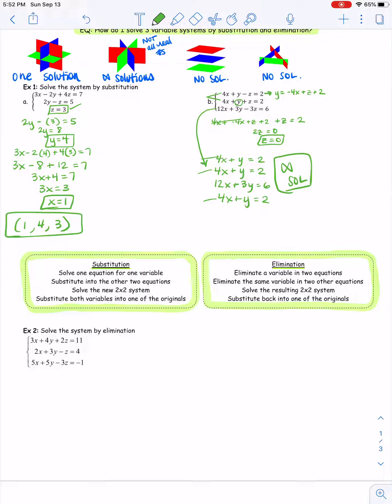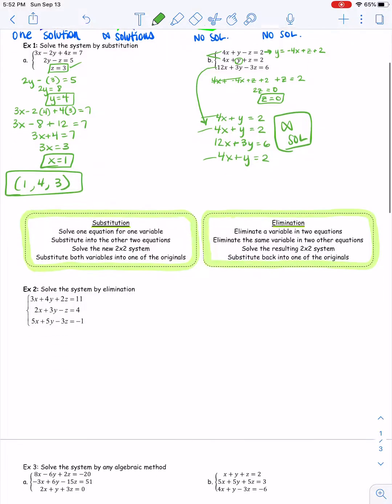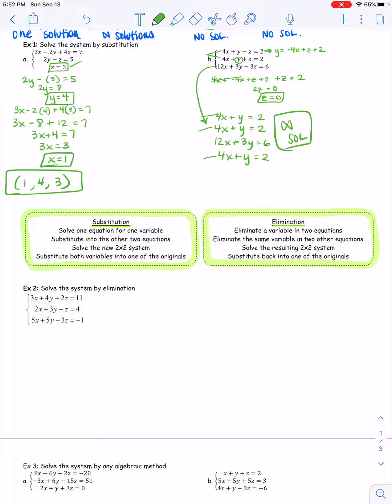It says solve one equation for one variable, substitute it into the other two equations. Now you have a 2 by 2, solve that 2 by 2, substitute both variables into one of the originals, and then boom, you get your 3 variables. Okay, so now I'm going to force you to use elimination. Elimination, remember we're going to eliminate a variable in 2 of the equations. This is something different because we have 3 variables. Notice here it says eliminate a variable in 2 equations, and then eliminate the same variable in 2 other equations, then solve the resulting 2 by 2 system, and substitute back into one of the originals. So this part is a little bit different, okay? So what does that look like?